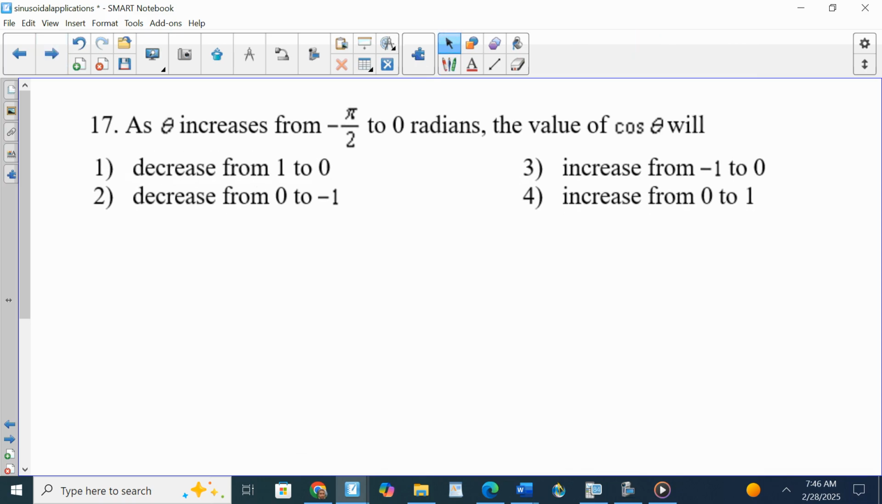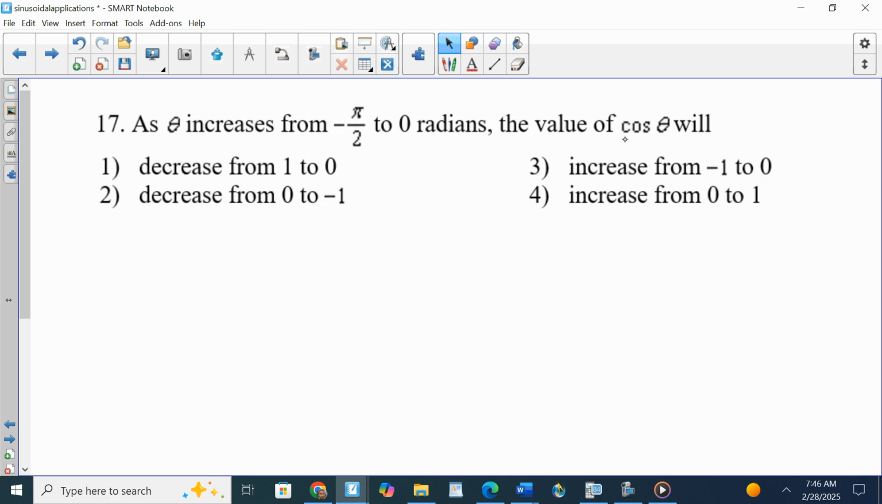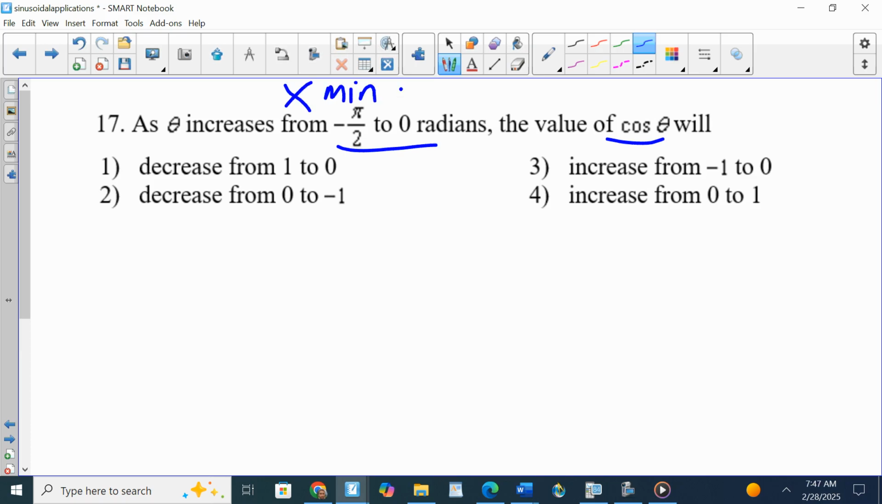We haven't used the calculator at all for anything with graphing trig functions until now. If it wants to know what happens to this graph from here to here, the easiest thing to do is to type it into the calculator, into the window. This is going to be my x min. This is going to be my x max. I can't type theta in. I'm going to type in cosine x into y equals, and I'm going to look at it.